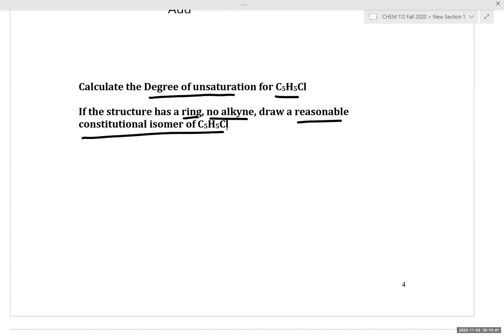And if you have any questions, you can share your proposed calculated DU values in the chat. And I'd like to see some structures drawn just to make sure students are comfortable applying DU in terms of how DU relates to the structure.